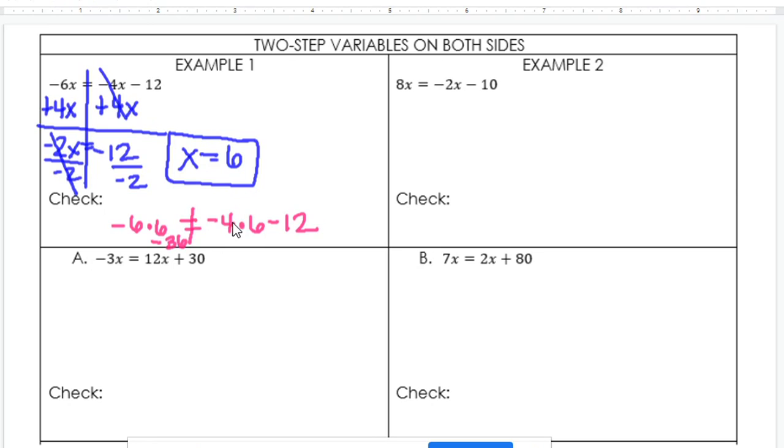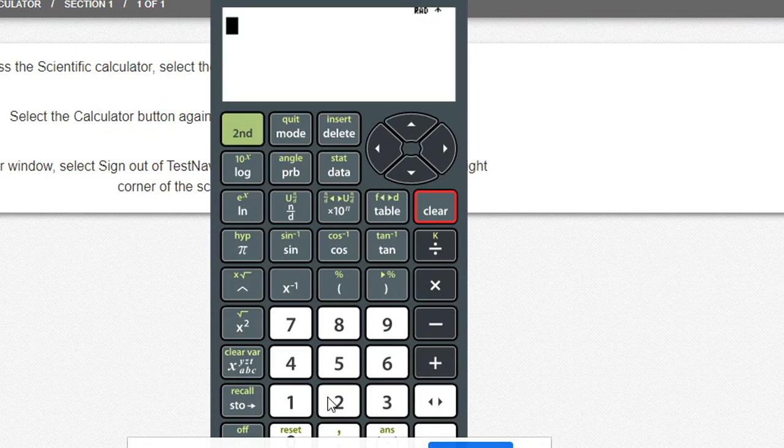And on this side, we have negative 4 times 6 minus 12. Let's do that one in the calculator. Negative 4 times 6 minus 12, and hit enter. We get negative 36.